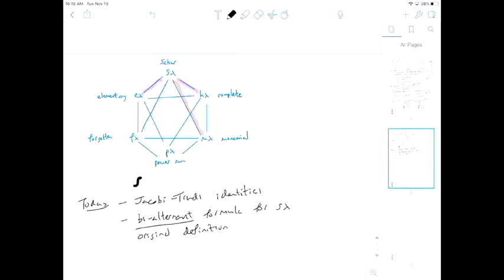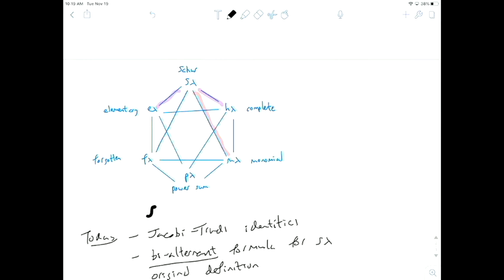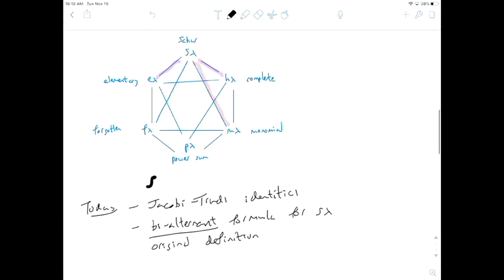Okay, so Schur was a German mathematician, and Schur was a student of Frobenius, and Frobenius was kind of the creator, the founder of representation theory. Not surprisingly, Schur was a student. The original definition is this bi-alternant formula we'll see today. And I think Jacobi, you've probably heard of Jacobi. So Trudi was a student of Jacobi.